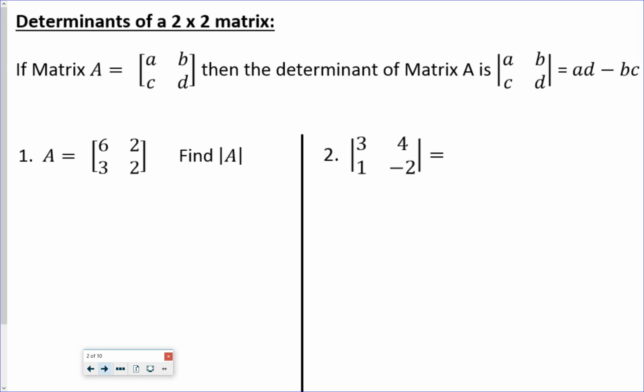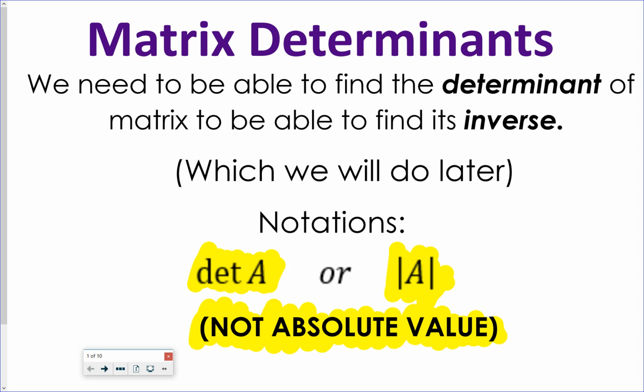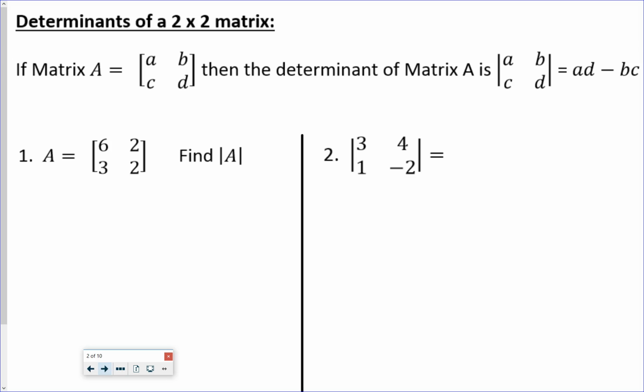Now, to find the determinant, there's 2 ways to notate it, by the way. You can actually put DET to say determinant, which is what your calculator has. It has that function on there. Or you'll see those bars on each side. They're not absolute value bars. Okay? That's how you notate determinant in the matrix world. Okay? So with these guys, we have 2x2s.